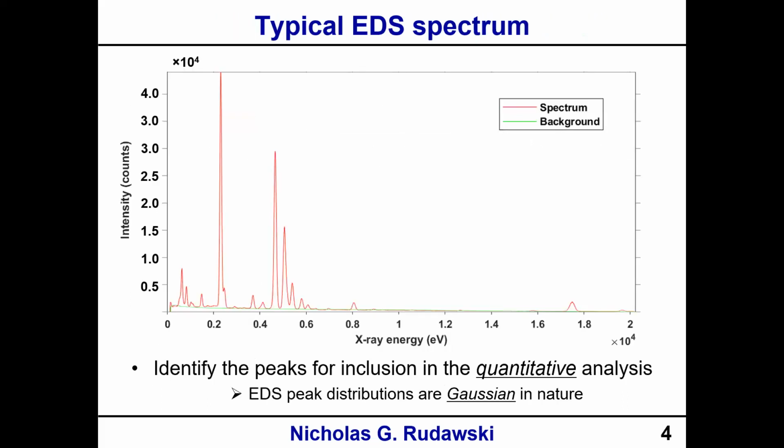So here is your typical EDS spectrum. You see we have a series of peaks on top of a background. The spectrum is the red line, and the calculated background is the green line. It might be a little tough to see right there. You can see we have a massive range in terms of the peak intensities here.